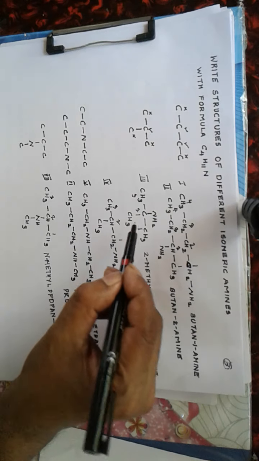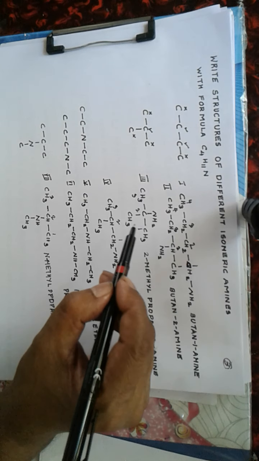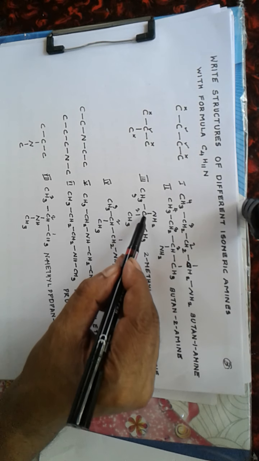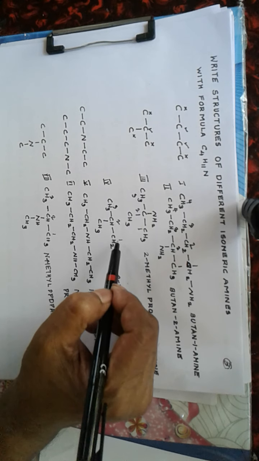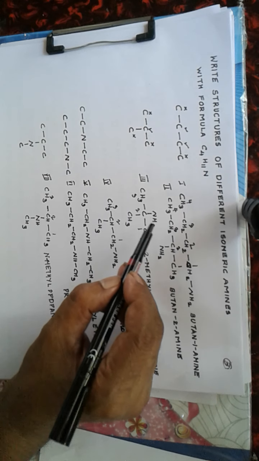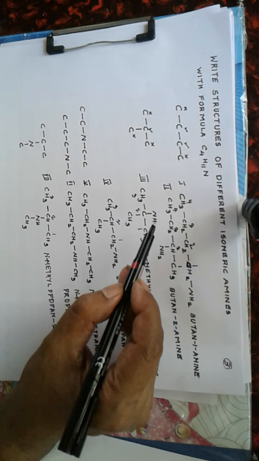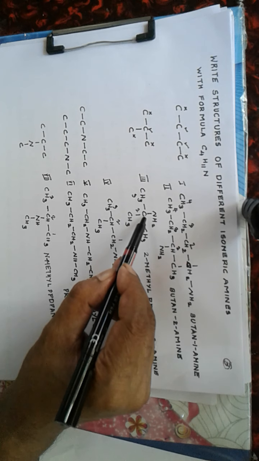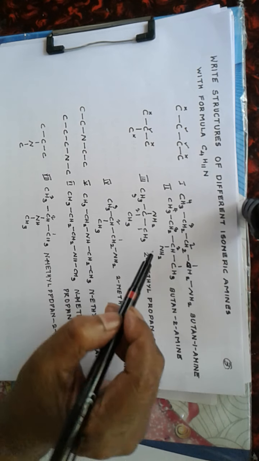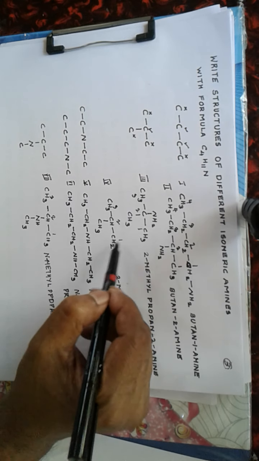Now these two are considered position isomers because the position of the amino group is changed. These two are also position isomers because the NH2 group is connected to position 2 here and position 1 here. There is no difference in the arrangement of the carbon chain, so these two may be considered position isomers.